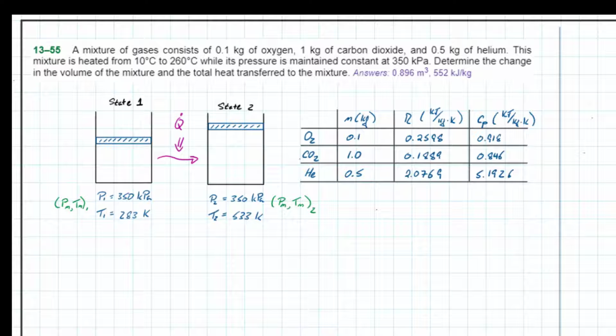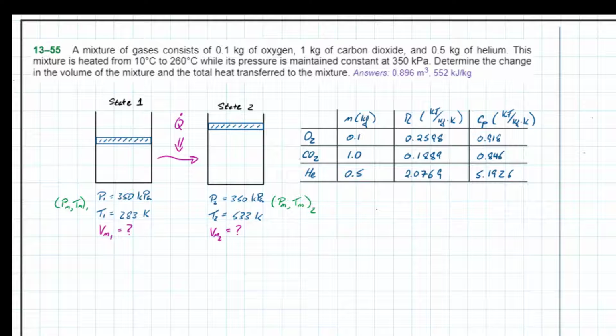Now, the other thing that changes between state 1 and state 2 is that the volume of the mixture will change, and those are not known but can be determined. So we'll state that the volume of the mixture at state 1 is unknown, and the volume of the mixture at state 2 is also unknown.